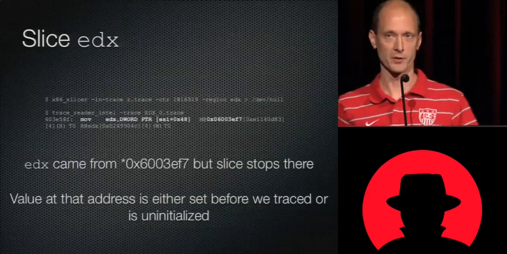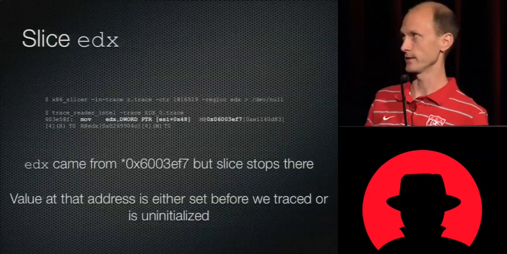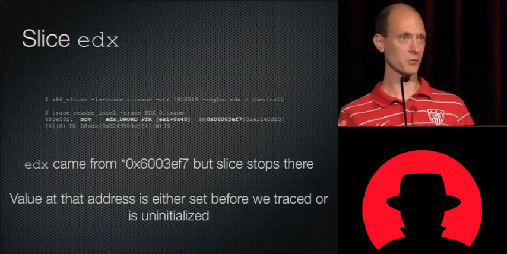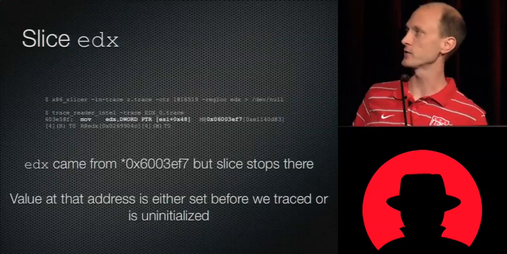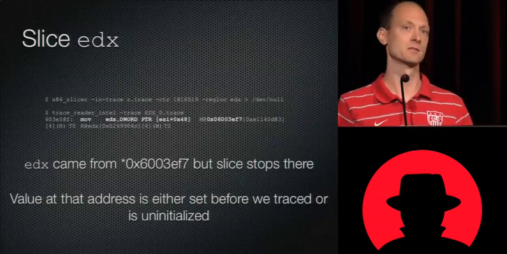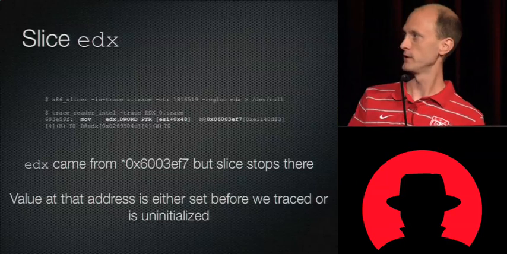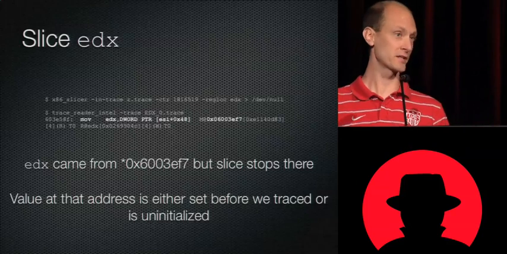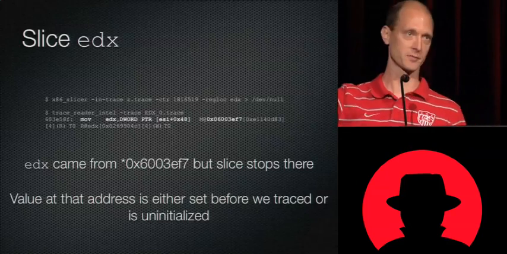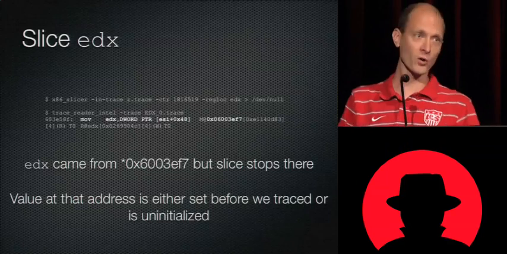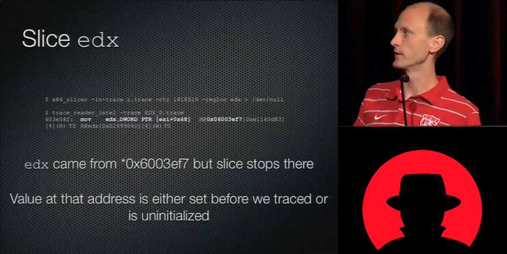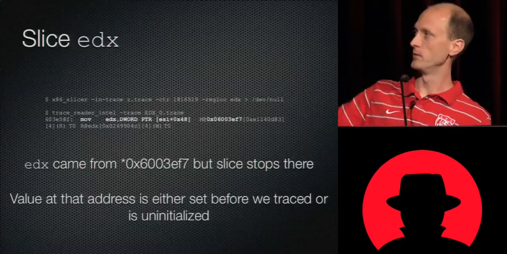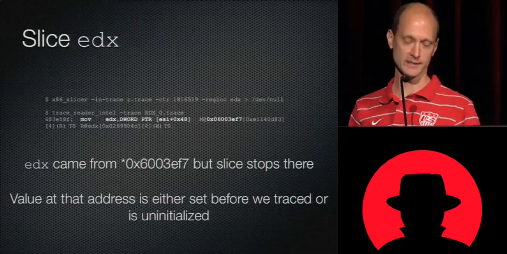Again, the first thing you probably want to think about is where did EDX come from? To do that, you want to slice. There's the command line you would use to slice for EDX. The slice comes back with only one thing in it. It says EDX came from this memory address, and the slice stops. When the slice stops like that, it means one of two things happened. Either it was set before we started tracing. We only start tracing as soon as it reads our file, so maybe it was some global variable. Or it's some uninitialized value. It's one of those two things. One thing we can do is, EDX came from a memory address from ESI, so we can see where ESI came from.